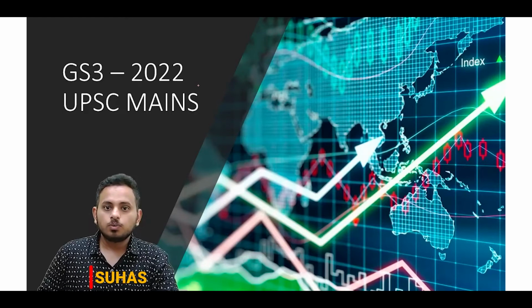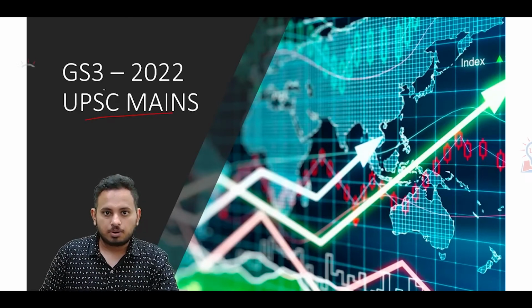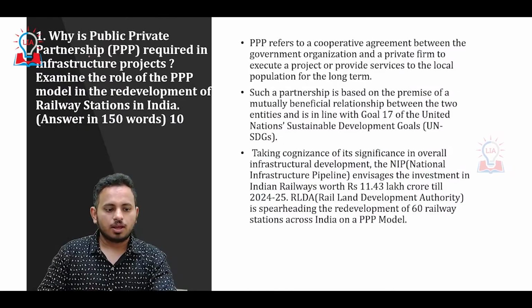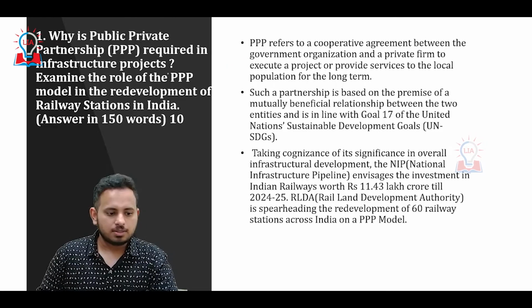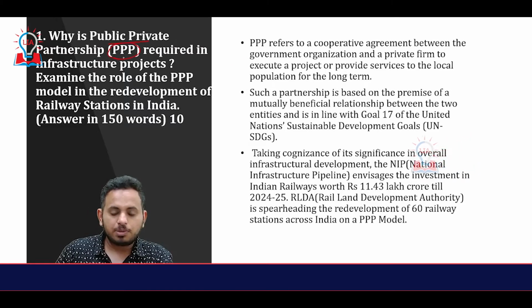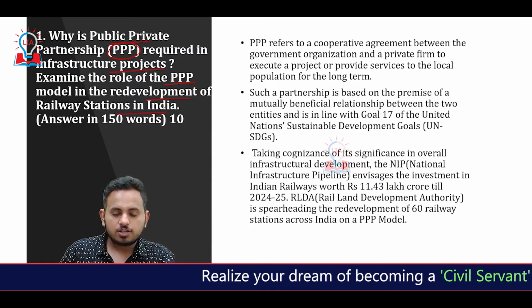In this video, we will be discussing the recent UPSC Mains GS3 paper. So let's begin. The first question in the GS3 2022 Mains: Why is public-private partnership, that is PPP model, required in the infrastructure projects? Examine the role of PPP model in the redevelopment of the railway stations in India.